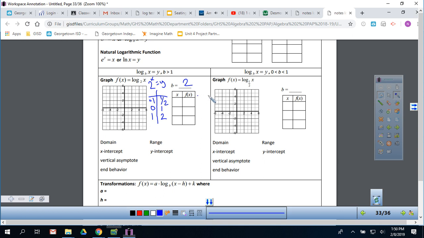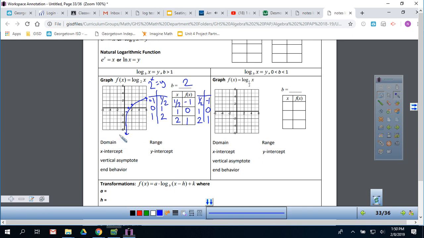Alright, over here, I'm going to flip that. And then we're done. Do we have any transformations going on here? No. So we're done. So let's graph it. So I have 1/2, negative 1, 1, 0, and then 2, 1. I almost hit all my points.